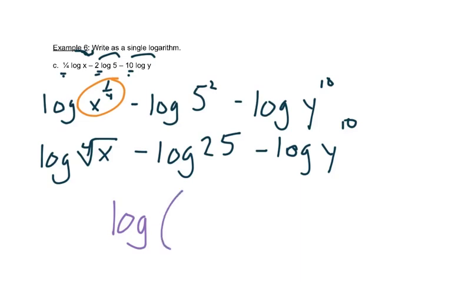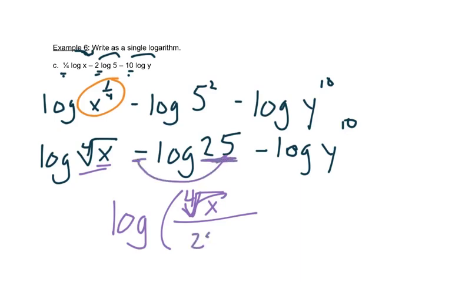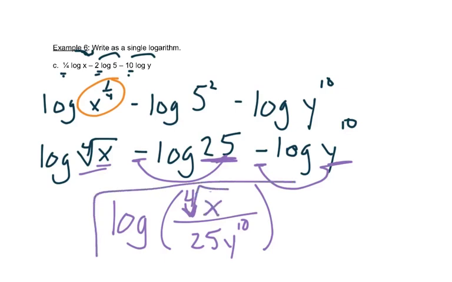So I'm going to write log once, and I'm going to put a parenthesis. The first thing goes on top. So we get 4th root of x over. This minus tells you that this piece, this 25, is going to go on the bottom. And this minus tells you that this piece, this y to the 10th, is also going to go on the bottom. The minus means that that's what we're dividing by. So if I make this a little more readable, we get 4th root of x over 25y to the 10th. And that's condensed. It's written as a single log.